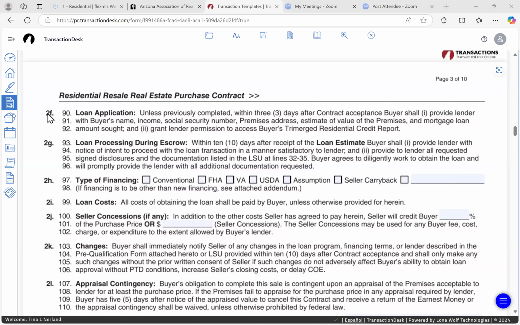Loan costs, all costs of obtaining the loan shall be paid by the buyer unless otherwise provided for herein.